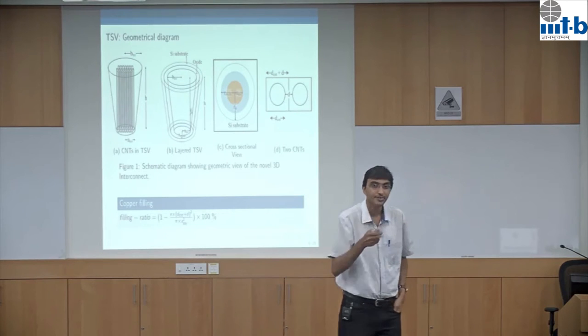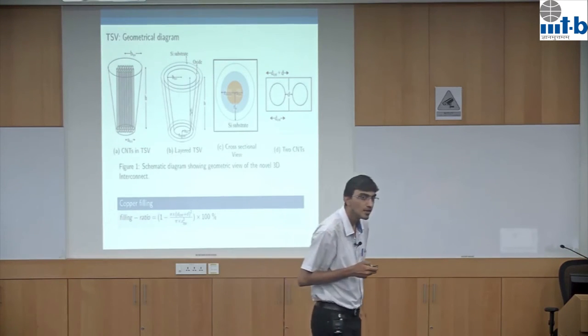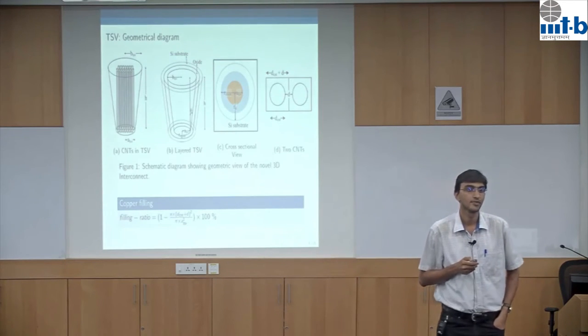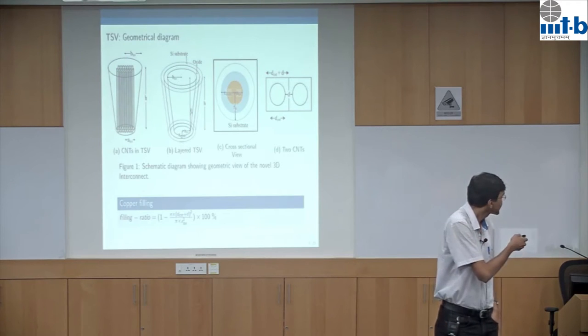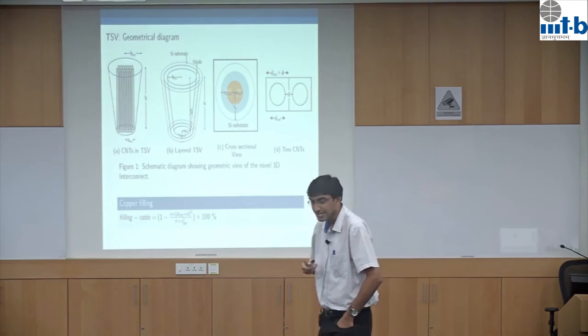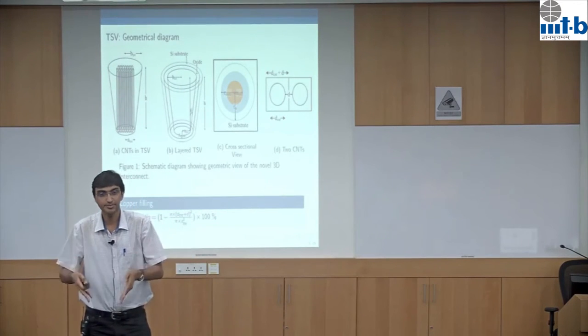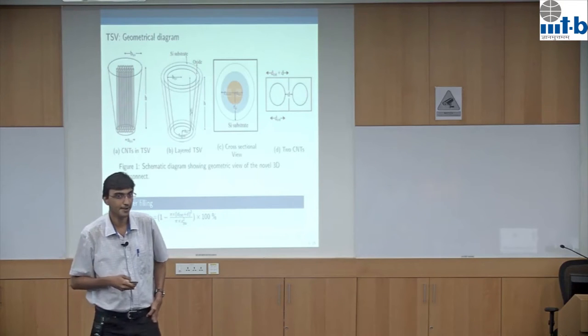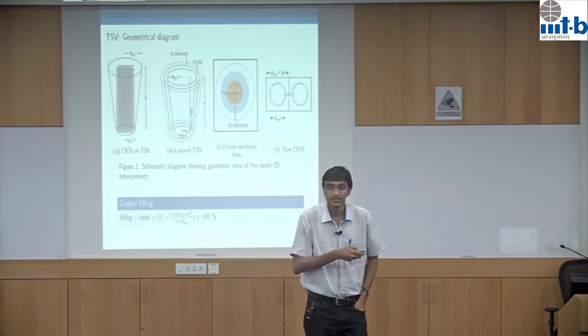Is the tapered thing any relation to that of electron migration? No. Nothing. The tapering is a result of the deep reactive ion etching method which is used to develop these vias. Let me proceed.